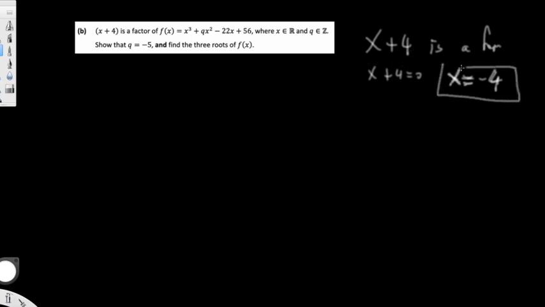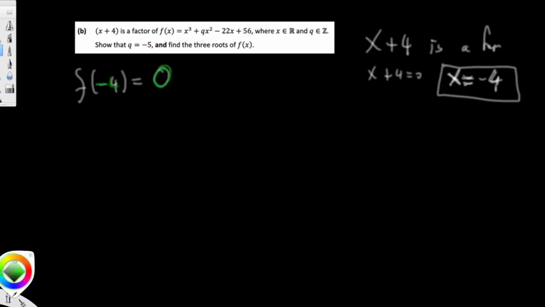Well, the first thing to realize is that if x plus 4 is a factor, then x plus 4 is equal to 0, and then x is equal to -4. It's another way of telling you that if they tell you x plus 4 is a factor, then x equal to -4 is a root. What we're going to do is sub in that -4, and we know that will give us 0. So the progression is that x plus 4 is a factor, -4 is a root, and if we sub in -4 into f of x, then we get 0.